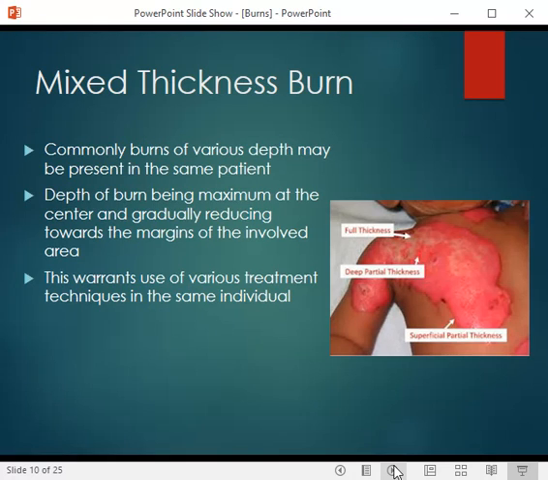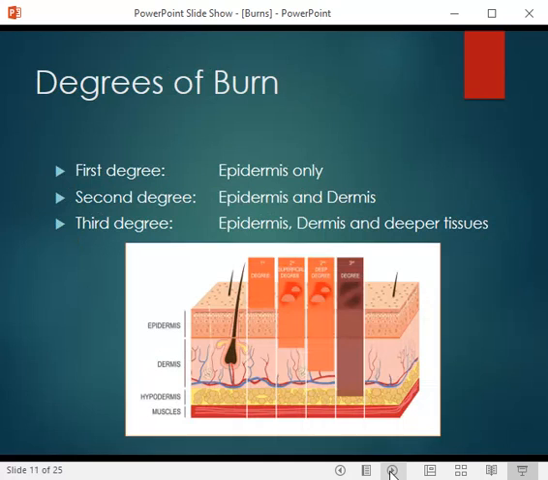Usually the superficial type of burns may occur in an isolated setting, but deep burns usually do not occur independently. An area of deep burn is usually surrounded by an area of relatively milder degrees of burn. As you can see in this picture, this area is full thickness, and then as you move away from it, you get deep partial thickness, superficial partial thickness, and eventually at the margins you will have simple superficial burns. That is why we say these are mixed thickness burns, and as the depths of burn vary, you have to involve multiple treatment techniques for these patients.